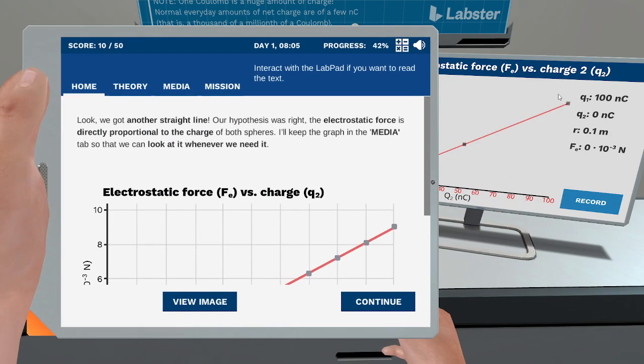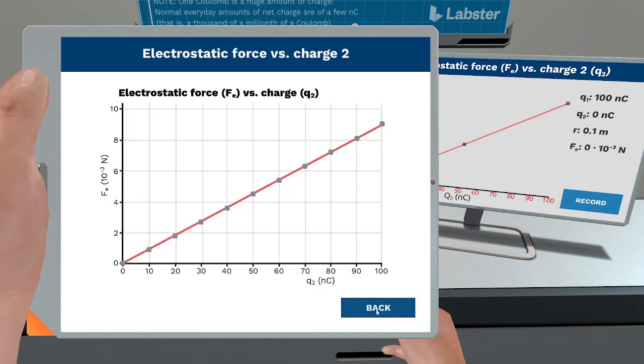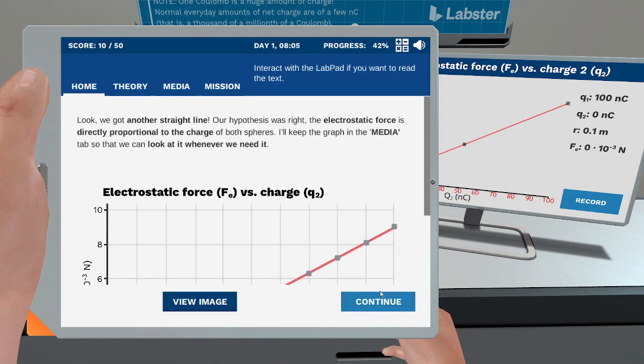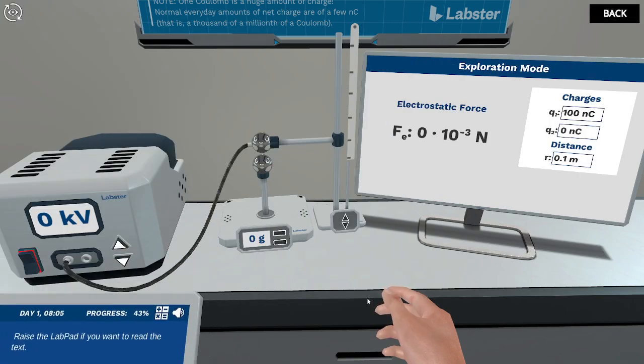Look, we got another straight line. Our hypothesis was right. The electrostatic force is directly proportional to the charge of both spheres. I'll keep the graph in the Media tab so that we can look at it whenever we need it. We have obtained graphs for all 3 variables of our experiment. We can now look at those graphs in the Media tab.